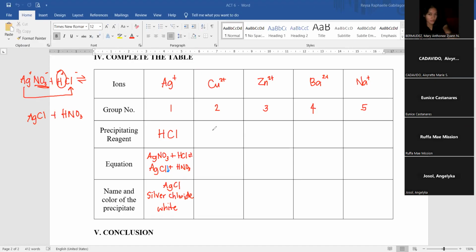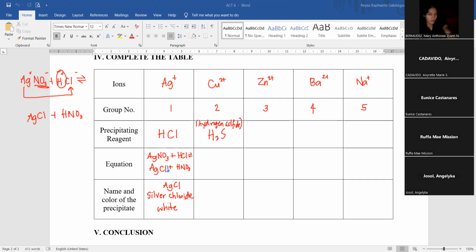Yes, ma'am. Ano ang precipitating reagent ng copper? Look at your answer sa taas, before sa table. Anong substance yon? H2S po. Yeah, H2S. That is hydrogen sulfide ha. We call this hydrogen sulfide.